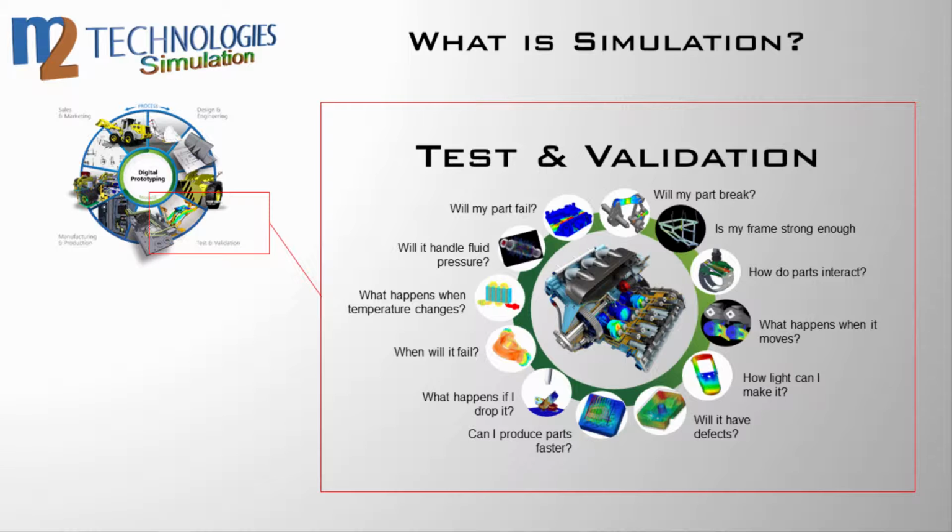Simulation takes place in the test and validation phase of the digital prototyping process. This is the phase of your process where critical questions need to get answered. Questions like, will my part break? How light can I make it? What happens when the temperature changes? These questions have traditionally been answered by building a physical prototype for testing, a costly and time-consuming process. Leveraging your digital prototype and the Autodesk simulation software portfolio, products can be tested in a virtual environment, thereby reducing or eliminating costly physical prototype iterations.